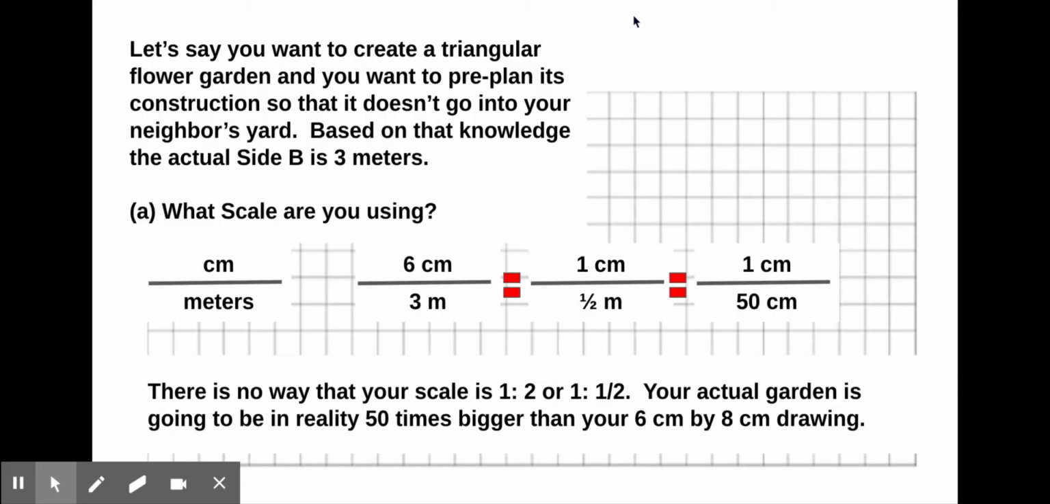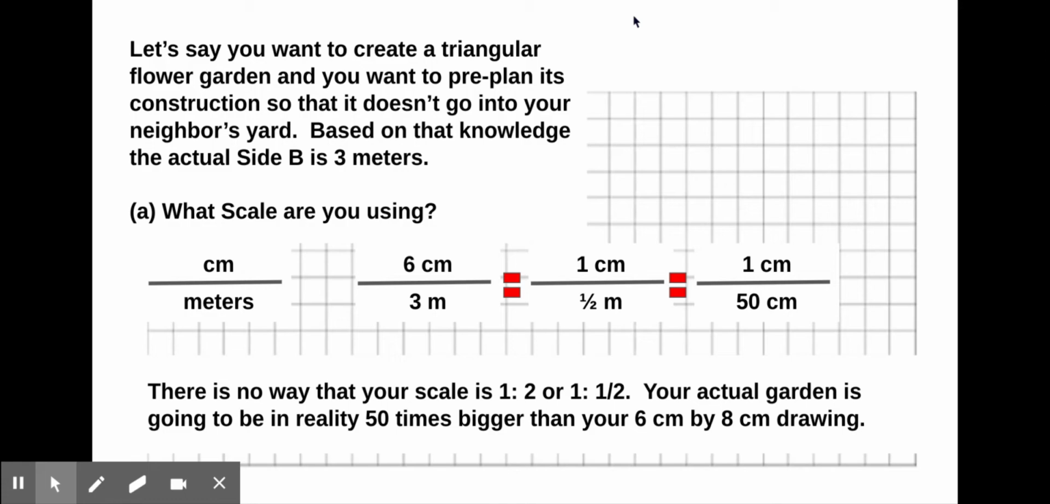Okay, going with scales. Again, always start with scale here. So we're thinking about centimeters to meters. Well, we know that we get 6 centimeters being the same as 3 meters. Well, let's break it down to what 1 centimeter is. Well, 1 centimeter is a half a meter. And then that brings us to what half a meter is. Well, 1 meter is 100 centimeters. So guess what? Half a meter is 50 centimeters.